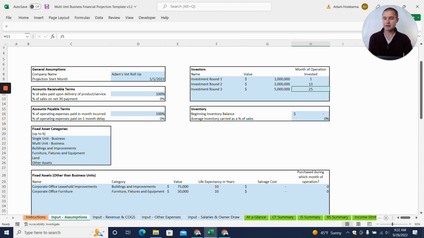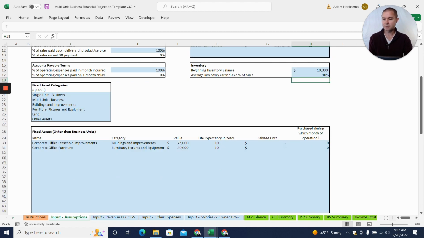We can implement accounts receivable and accounts payable terms for those individual units, as well as inventory. Let's say maybe we do have $10,000 worth of inventory, and we're going to have the clinic keep 10% of their monthly sales on hand as inventory.